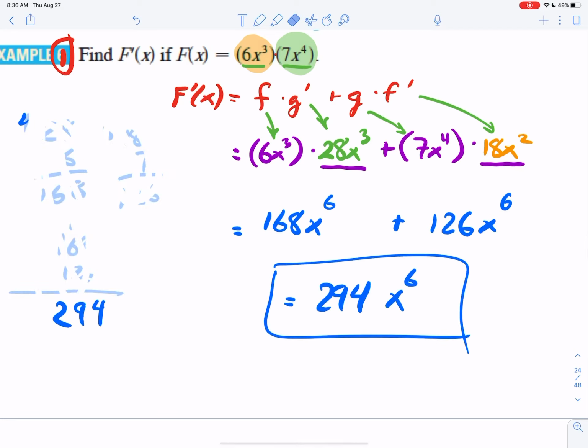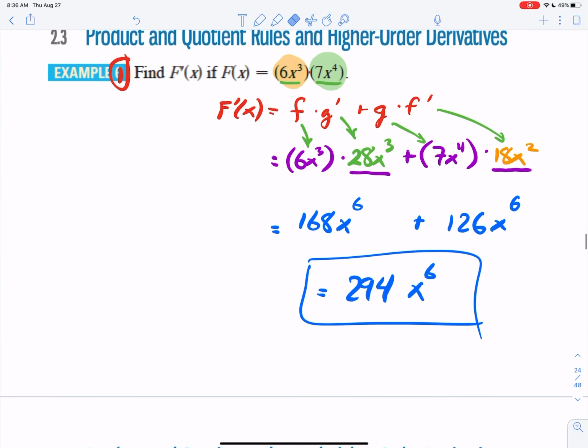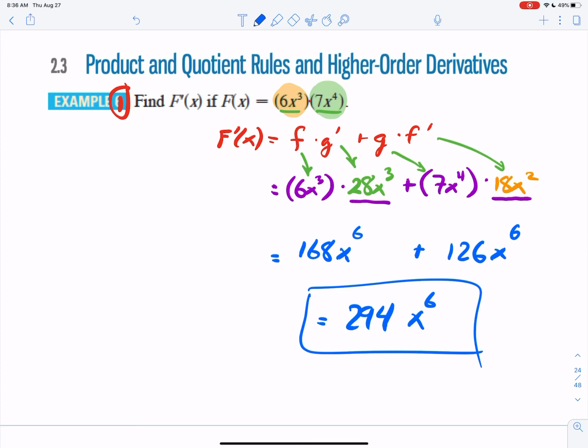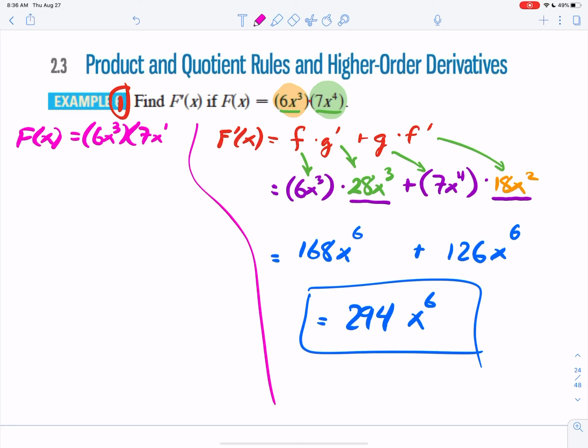Again, don't waste too much time on the multiplying part because that's very minor in terms of the calculus. And that's it. Here's what I want you guys to keep in the back of your mind, though. Now, in theory, f of x, we have this. Couldn't I have just multiplied it out first? Right? If I multiply it out first, 6 times 7 is just 42. And x cubed times x to the 4th is x to the 7th power.